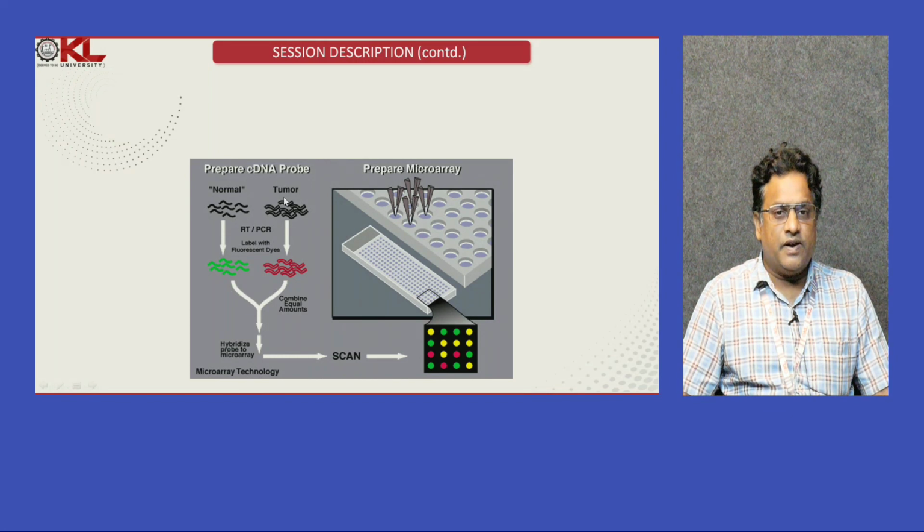For example, if I want to compare between normal and tumor samples, I'll do the cDNA analysis. Because the probes are already on the chip, I'll try to hybridize them, immobilize the probes, use both the cDNA samples, and scan the chip. So this is the general method of using a microarray.